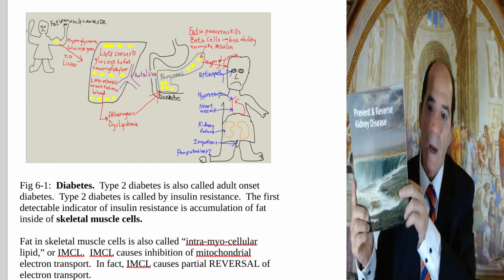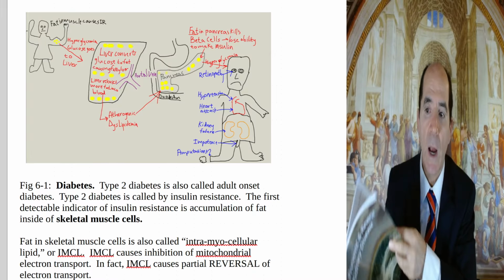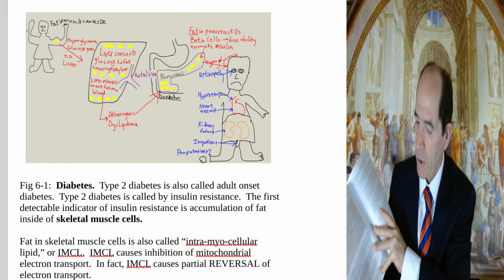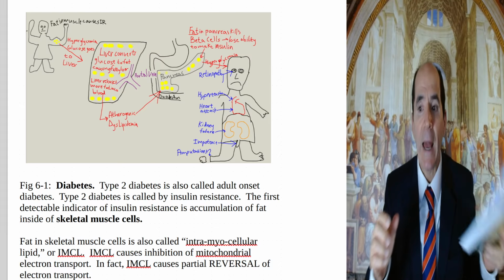Okay, we're continuing now with the book. This is part 22, Prevent and Reverse Kidney Disease by me, Pete Rogers. We're on chapter 6. It's on page 132 if you're following along in the book. We're going to talk about diabetes.